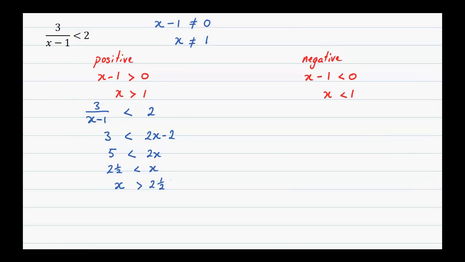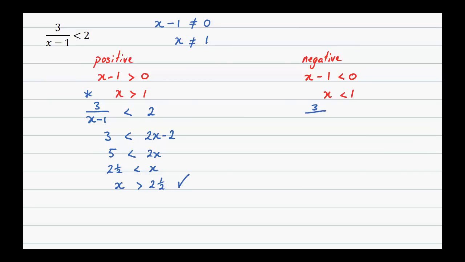Once you get to that final solution there, then you need to just remember to check what you've written above here. Because we said we're going to have a positive denominator, and that means that x has to be greater than 1. Now our solution here was 2.5, so that's greater than 1, so that's okay. That's part of our solution. Now let's look at the negative case.